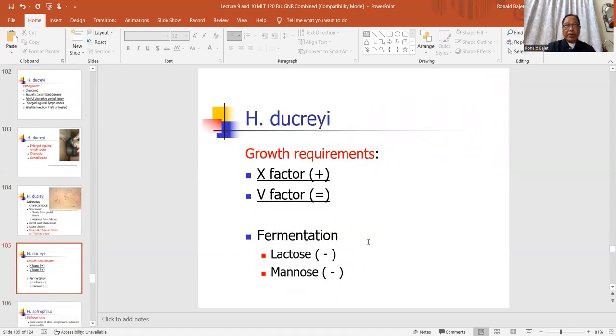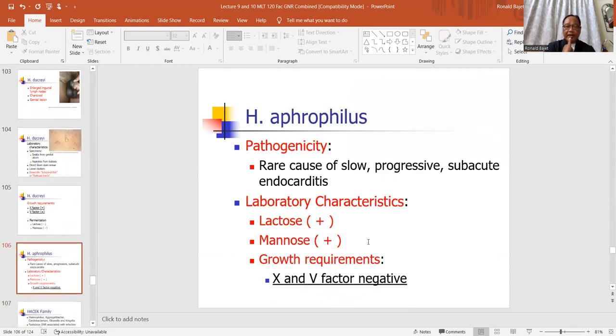Okay, X and V requirements. Haemophilus ducreyi requires the X factor only, okay? The X factor only, V factor is negative. And then finally, Haemophilus aphrophilus is a rare cause of slow, progressive subacute endocarditis, okay? Lactose and mannose positive. On the X and V factor requirement, Haemophilus aphrophilus is negative for X and V. It is a Haemophilus species, but it's negative for X and V. Okay, so to summarize, influenzae requires both X and V. Parainfluenzae requires V only. Ducreyi requires X only, and aphrophilus is negative for X and V.